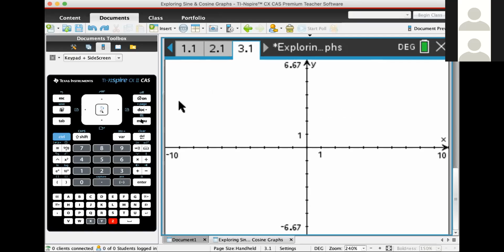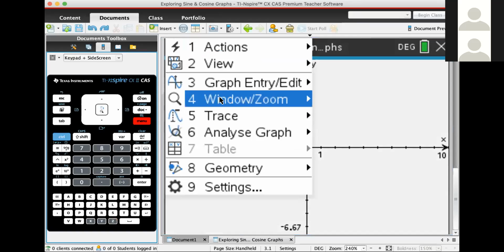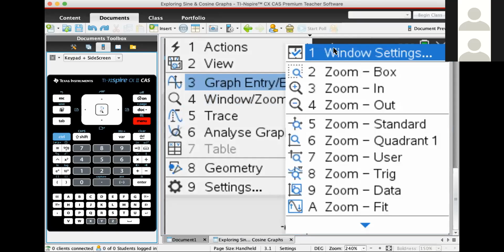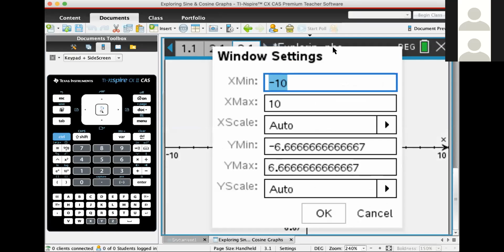So the window settings, for those of you who are looking at it for the first time, follow along with what I'm doing. Okay. So I'm going to go to menu, window zoom, the window settings. In the window settings, let's follow with what I'm doing. I will still keep it as negative 360. You could have done it from zero, but I'll keep it so that we can see that there's nothing before that zero. Okay. So let's keep it from negative 360 to 360. That's giving me the entire values of x, the domain for that sine.